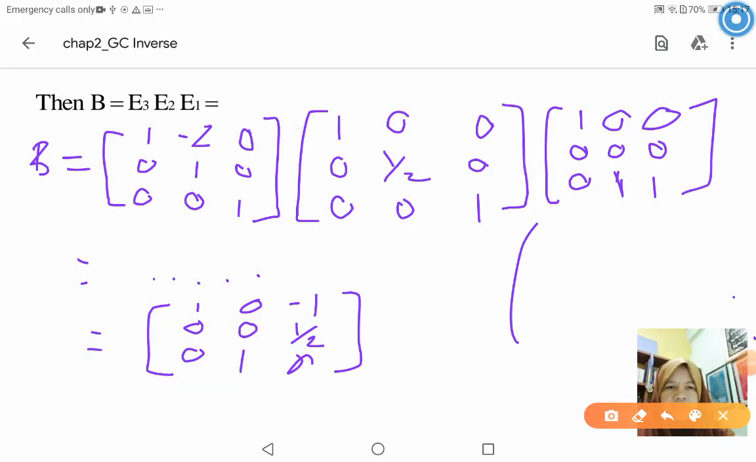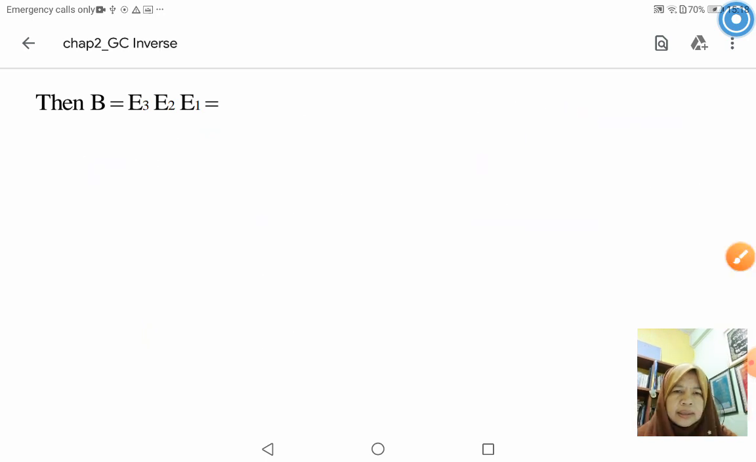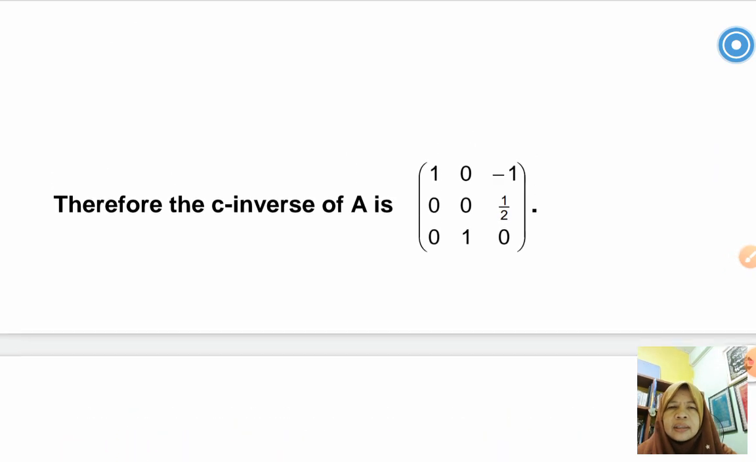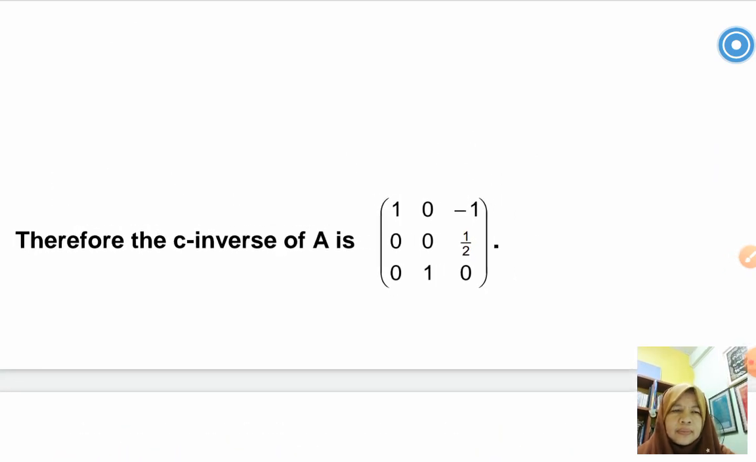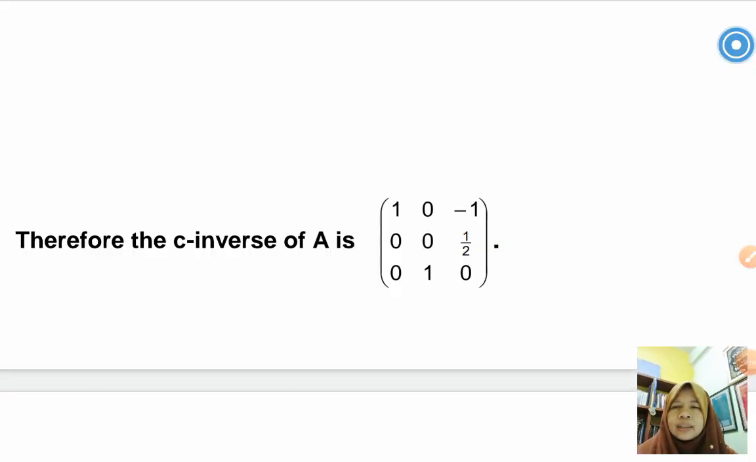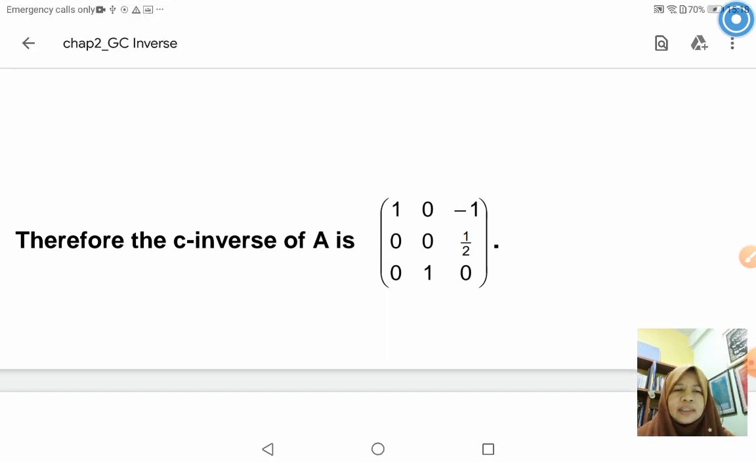Okay, I leave it for you to do. Then we go to the next. So this is called, therefore, C inverse of A. This is called C inverse for A.